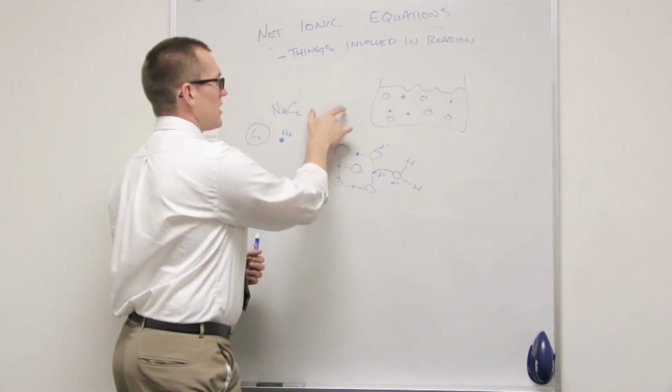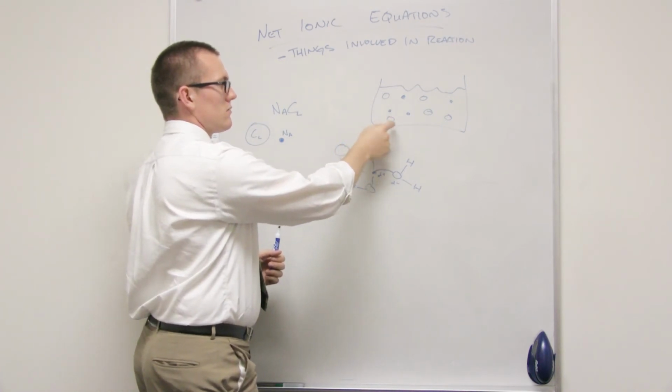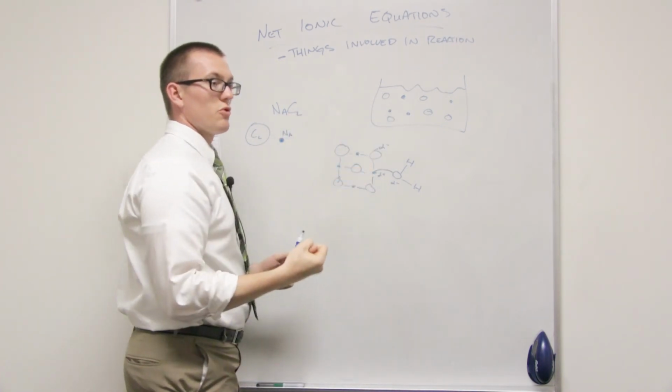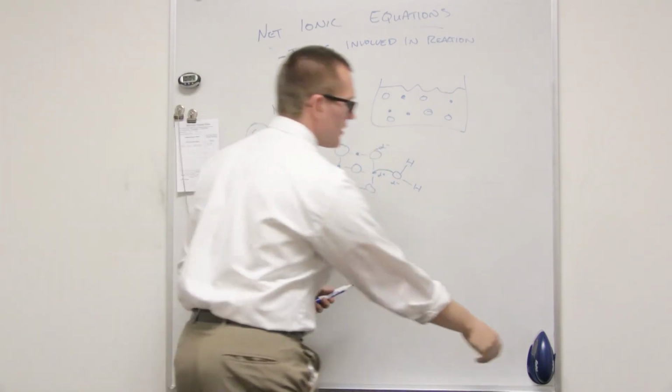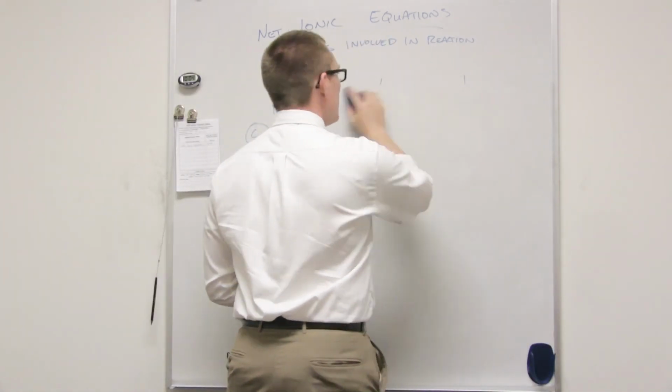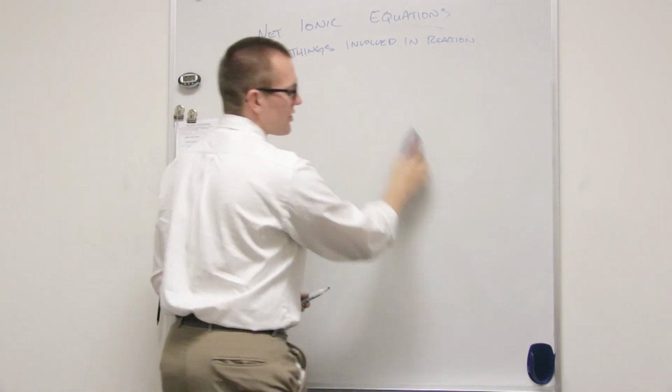But if we added something else that was insoluble and it bumped into one of these ions, then it would form a precipitate, or a solid, and it would go out of the solution. And so that's basically what we're writing when we're coming up with the net ionic equations.